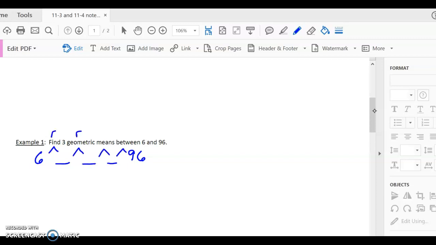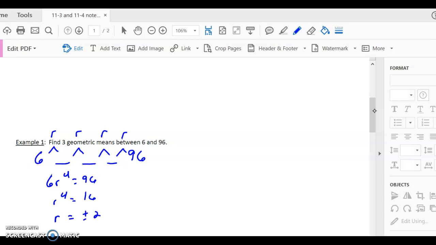So we're going to multiply by r, and what you'll notice is you have to multiply by basically r to the fourth. So 6 r to the fourth equals 96. If I solve this, I get r to the fourth equals 16. And if you were to solve the fourth root of 16, you would think it would be plus or minus 2, because positive and negative 2 could work here.